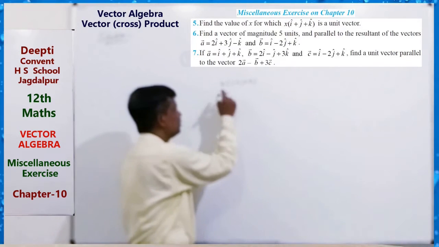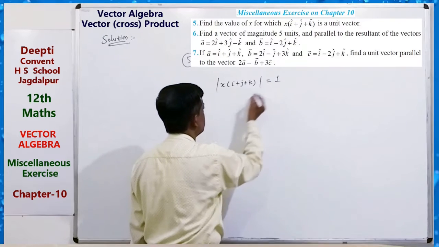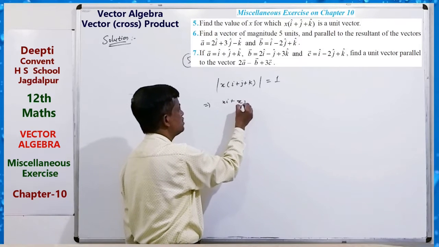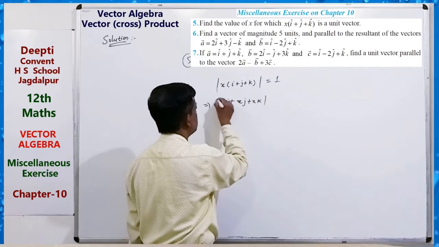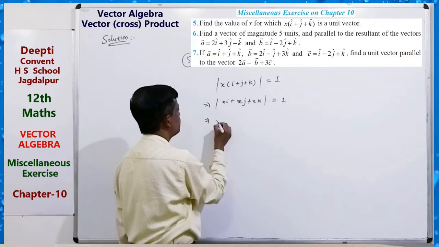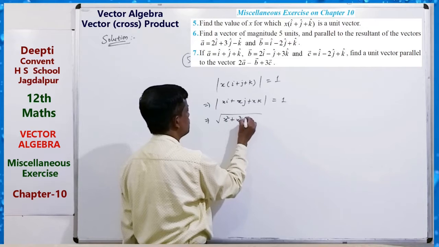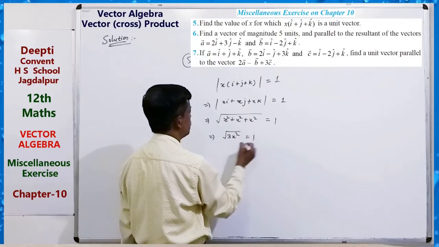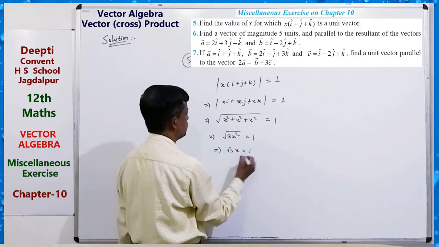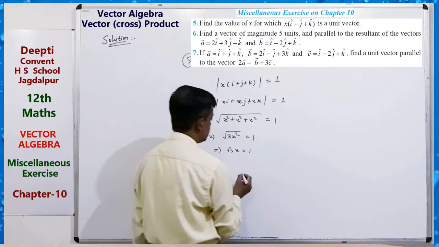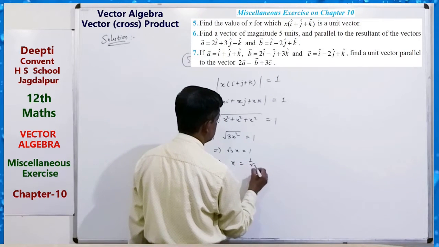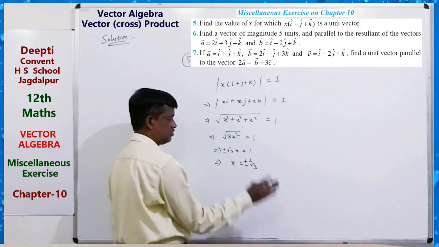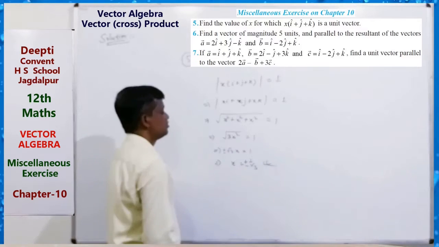So this is the given vector. If this is a unit vector, then its modulus equals 1, and we can solve it. All the components are x, so the modulus is given by x square plus x square plus x square equals 1. So 3x square equals 1, which means x equals 1 by root 3, plus or minus. Okay, so you can solve it.